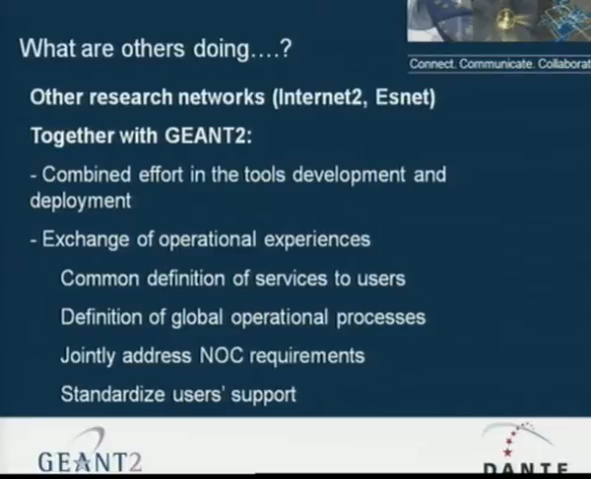We have to address our operators' requirements. What is it that they need to support these services? And generally speaking, we need to standardize the support that we provide to the users. So this is for the research community.